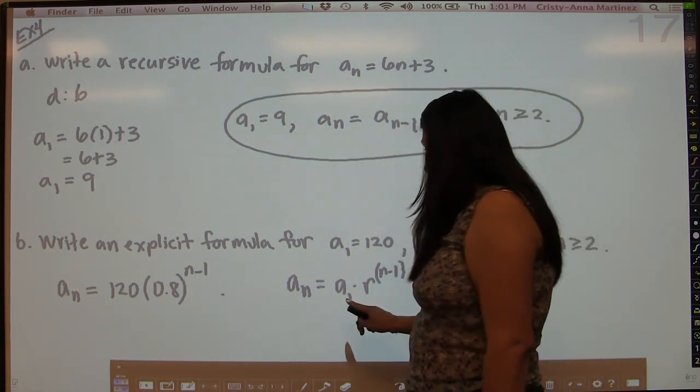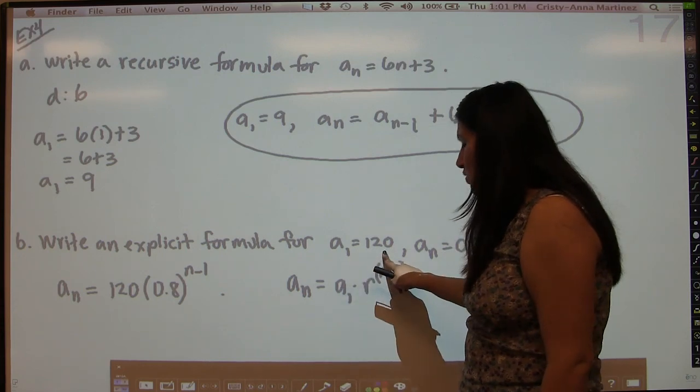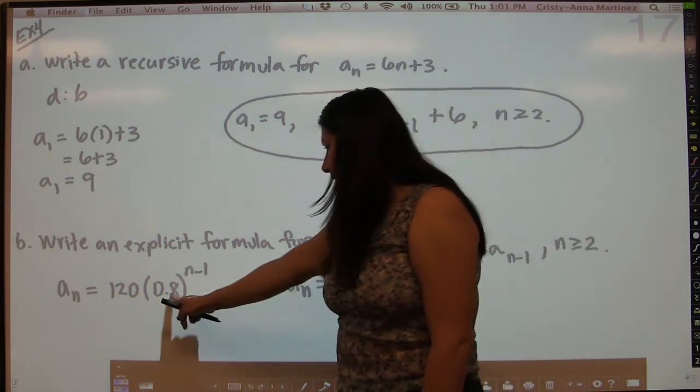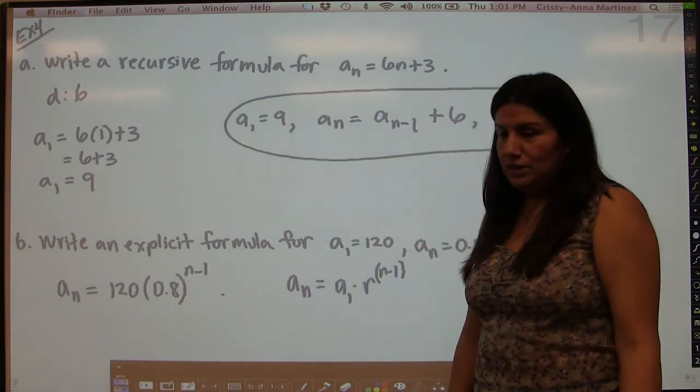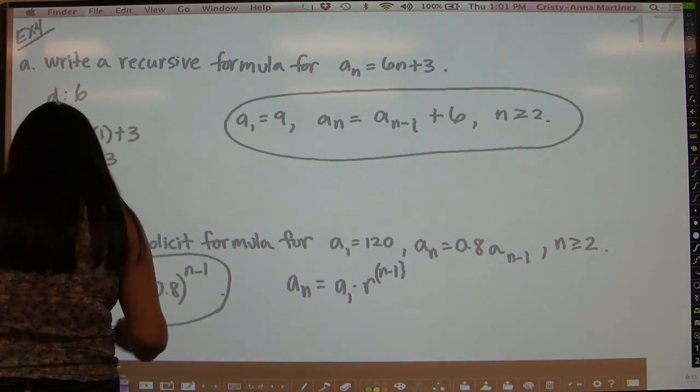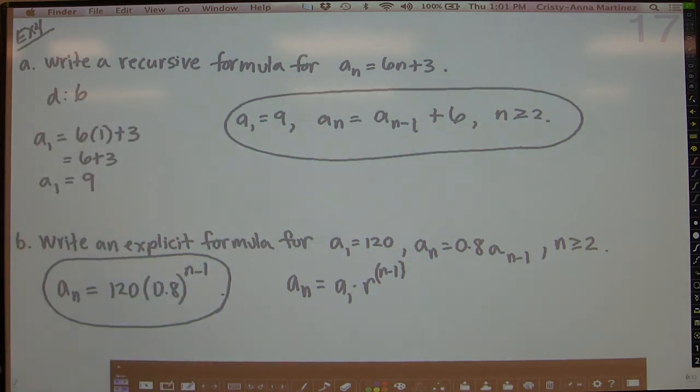And so basically all I did is I took the a sub 1, which we know is 120, and plugged it in. We know the common ratio is 0.8, so I plugged that in, and then the exponent is just n minus 1. So this is our explicit formula for part B, 120 times 0.8 to the n minus 1 power.